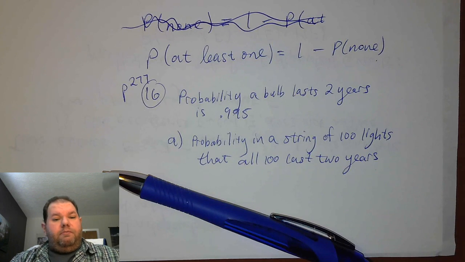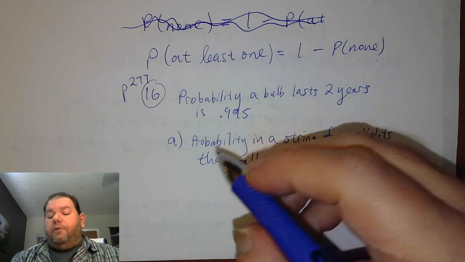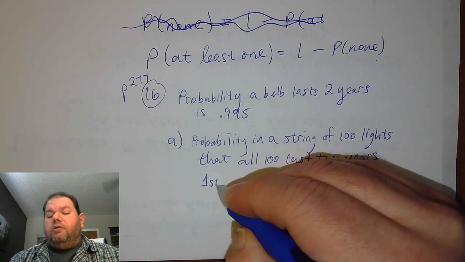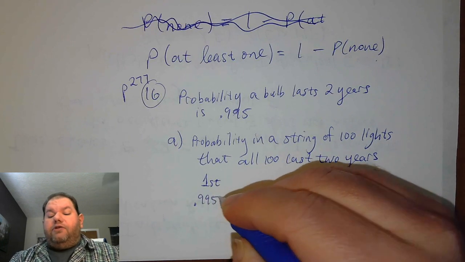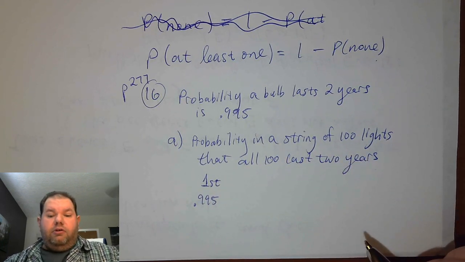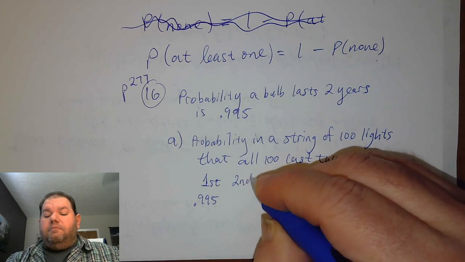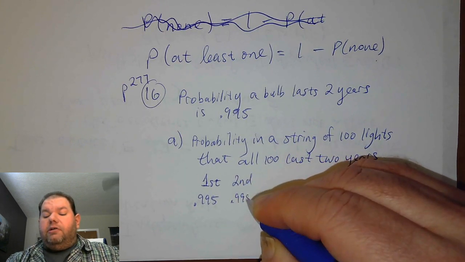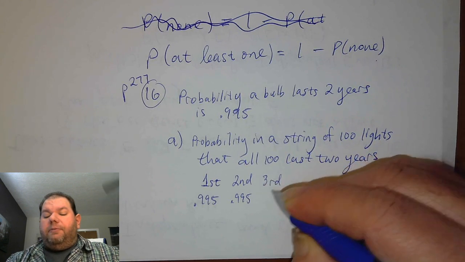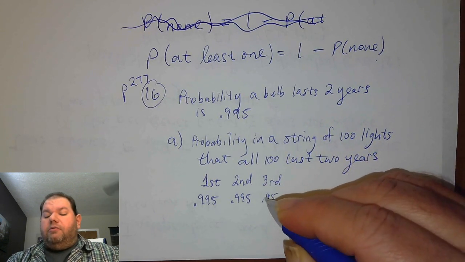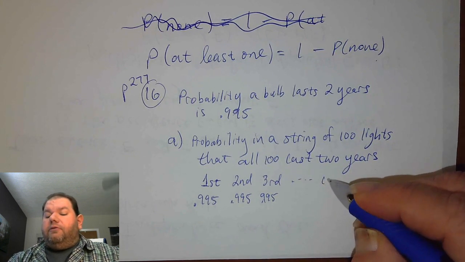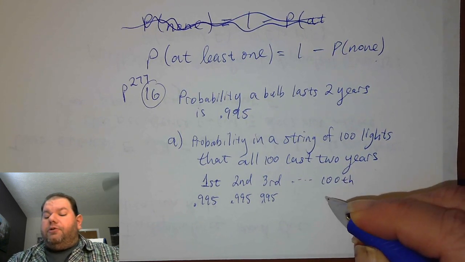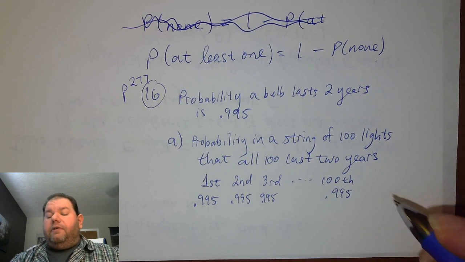We can use the multiplication rule here. For the first bulb, it has a 0.995 chance of lasting 2 years. Second bulb, same story. Third bulb, same story. And that continues until we get to the 100th bulb, which also is 0.995.